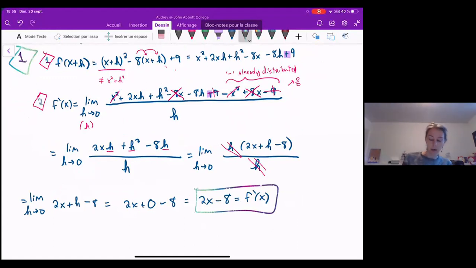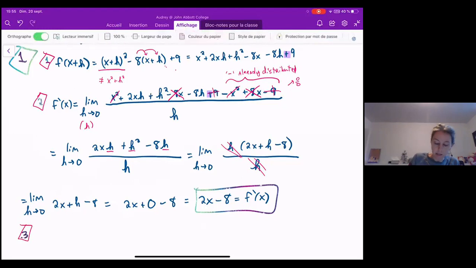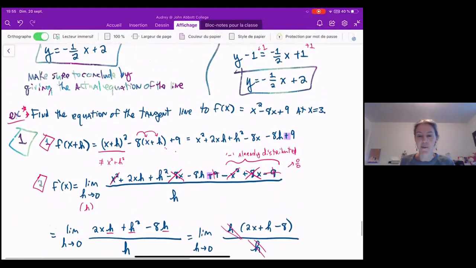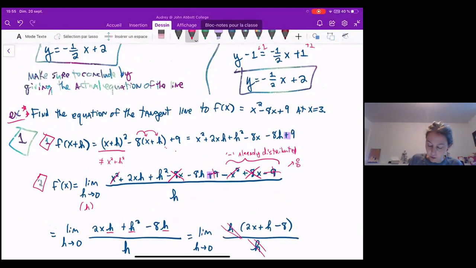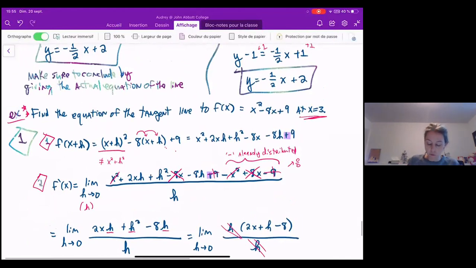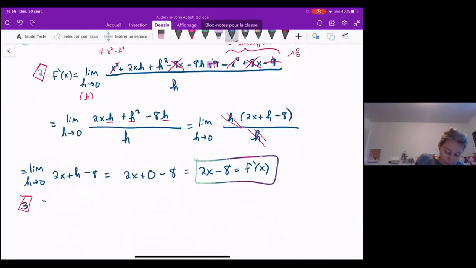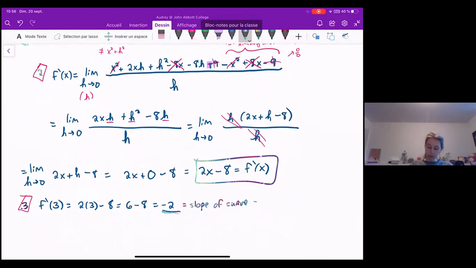Now my third step here is to plug in whatever x value we were given. We were given that x is equal to 3. So I'm plugging in 3 to get the slope. So f prime of 3 is equal to 2 times 3 minus 8. That's 6 minus 8, which is negative 2. So this then is the slope of the curve, which is the slope of the tangent line.